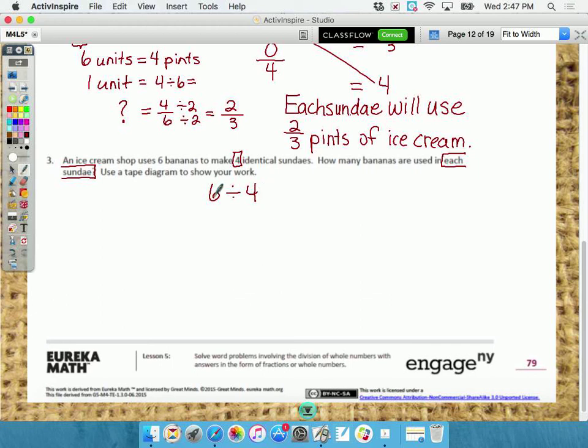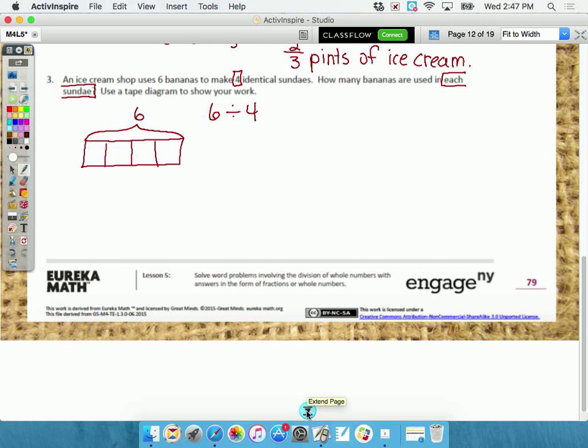Okay? Now this one's kind of fun, I think. So let's take a look at it. Tell me what number goes on top of the tape diagram. Okay. And we're dividing by what? 4. So 4 units equals 6 bananas. What, Rudy? Yeah, let's talk about that in a minute. You're right. That's why I think this one's kind of fun.